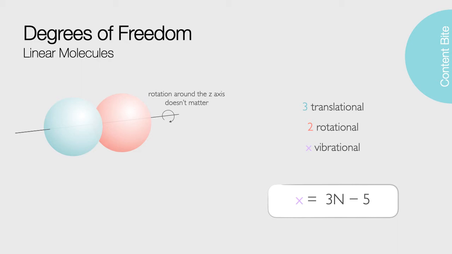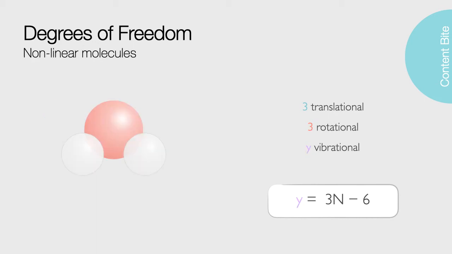Therefore, in a linear molecule, there are 3n-5 vibrational degrees of freedom, because each atom contributes 3 degrees of freedom, and there are 3n total degrees of freedom, where n is the number of atoms in the molecule. 3 are molecular translations, and 2 are rotations. If there are 2 atoms in the molecule, then there is just 1 vibrational degree of freedom. For nonlinear molecules, there are 3 translational degrees of freedom, 3 rotations, because each rotation around x, y, and z looks different, and 3n-6 vibrational degrees of freedom.